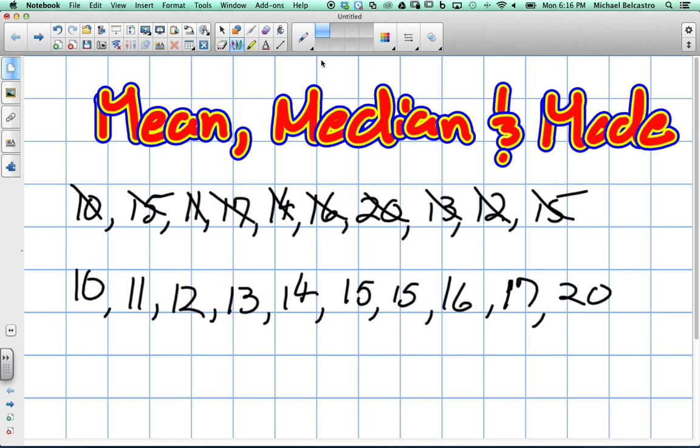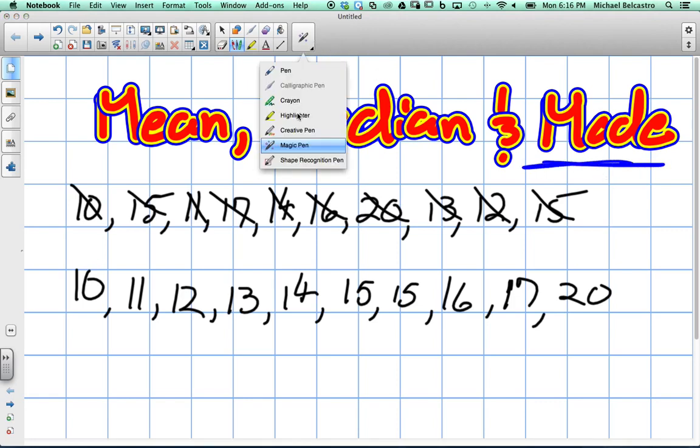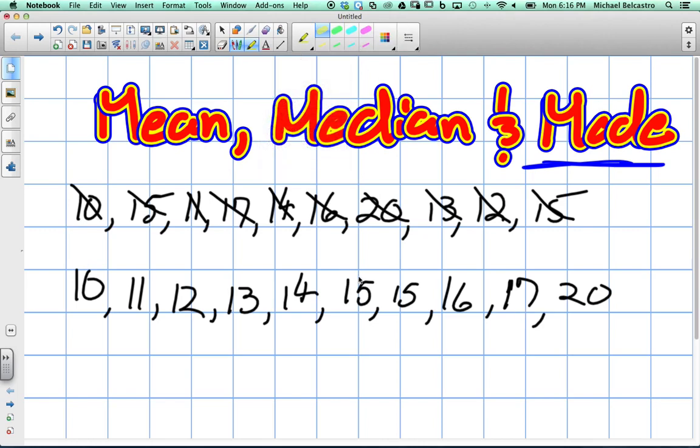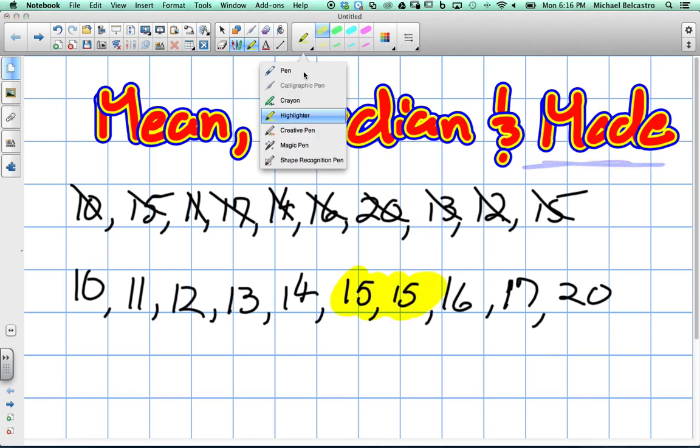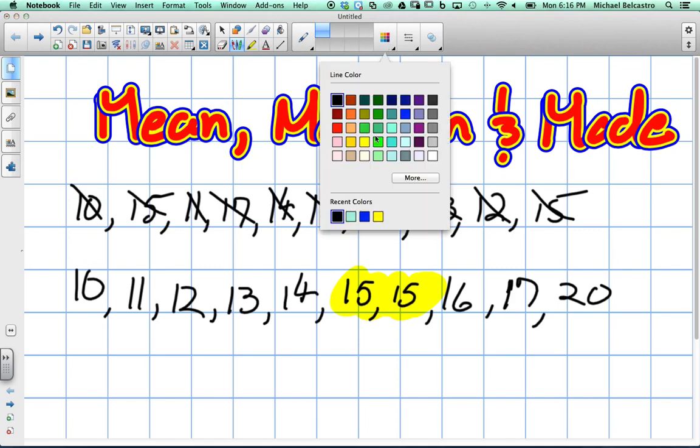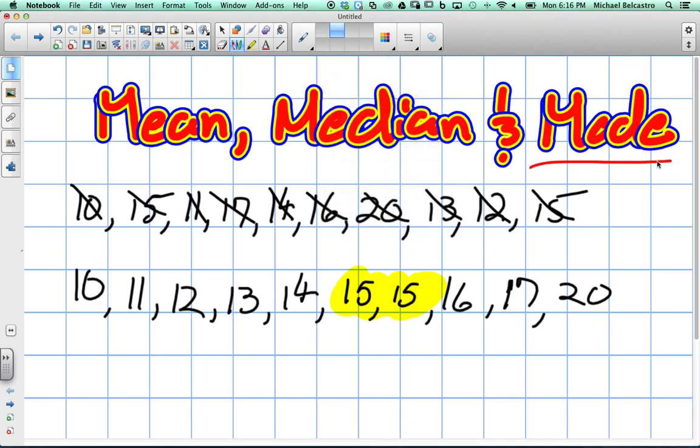That helps a lot. The first thing we're going to look for is the mode. And the mode is the value that reoccurs the most. So what number reoccurs the most out of all of these? 15. So that's really simple. We got it right off the bat. We know that our mode, we'll do it in red. Mode is equal to 15. Okay? That's a simple one.